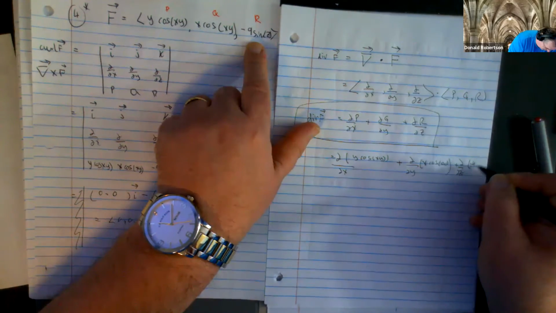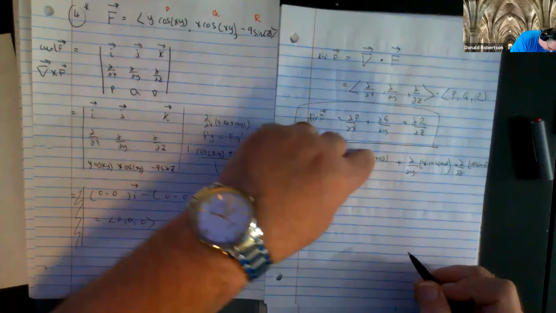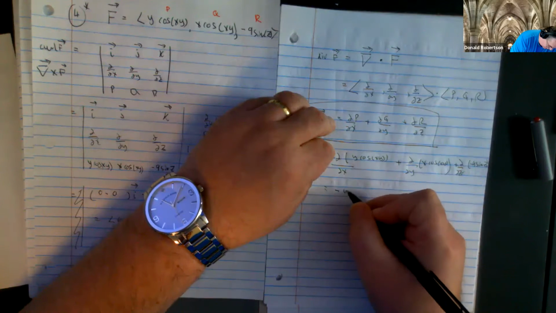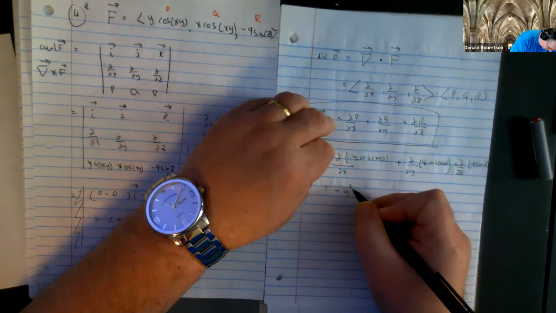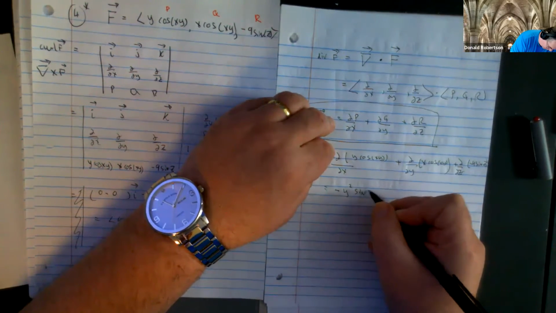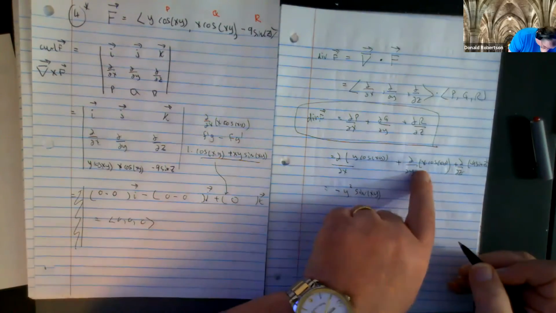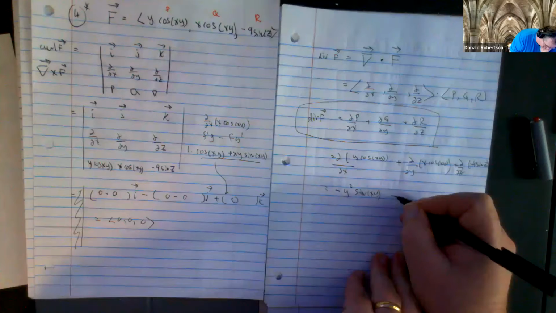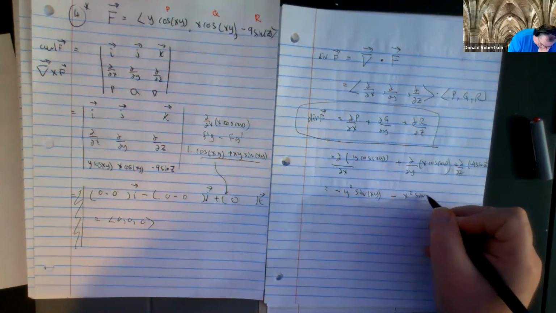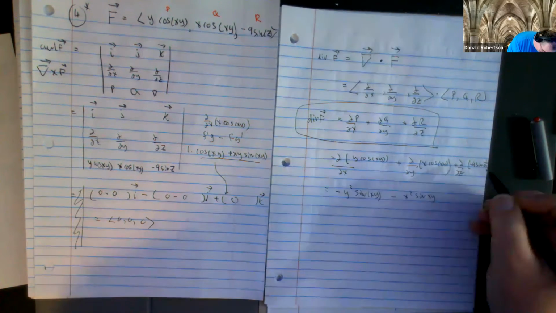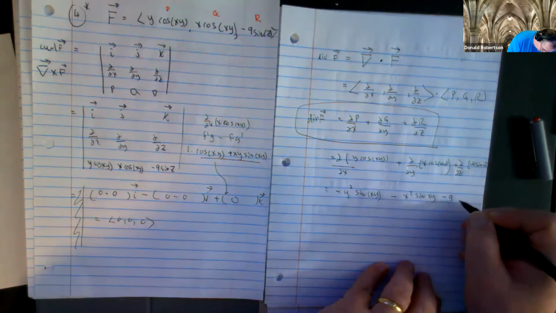Okay, with respect to x, that's going to get you a negative y squared sine xy. This one's going to get you a negative x squared sine of xy. And this guy here is going to give you negative 9 cosine of z.